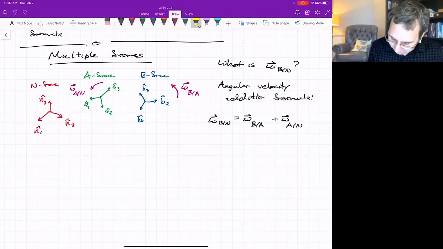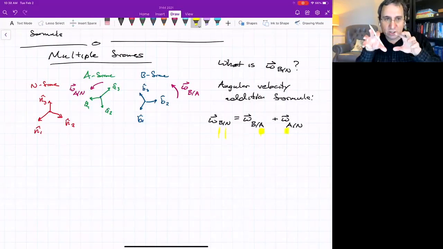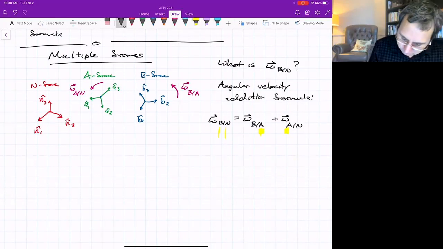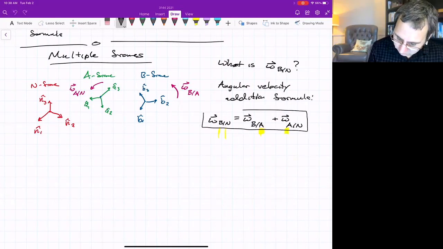I like writing it this way because you notice over here, there's B and then there's N. And over here, you've got BA and AN, with the A's near each other. So it's like they cancel out or something. I don't know, you have to figure out your own mnemonic to remember this.